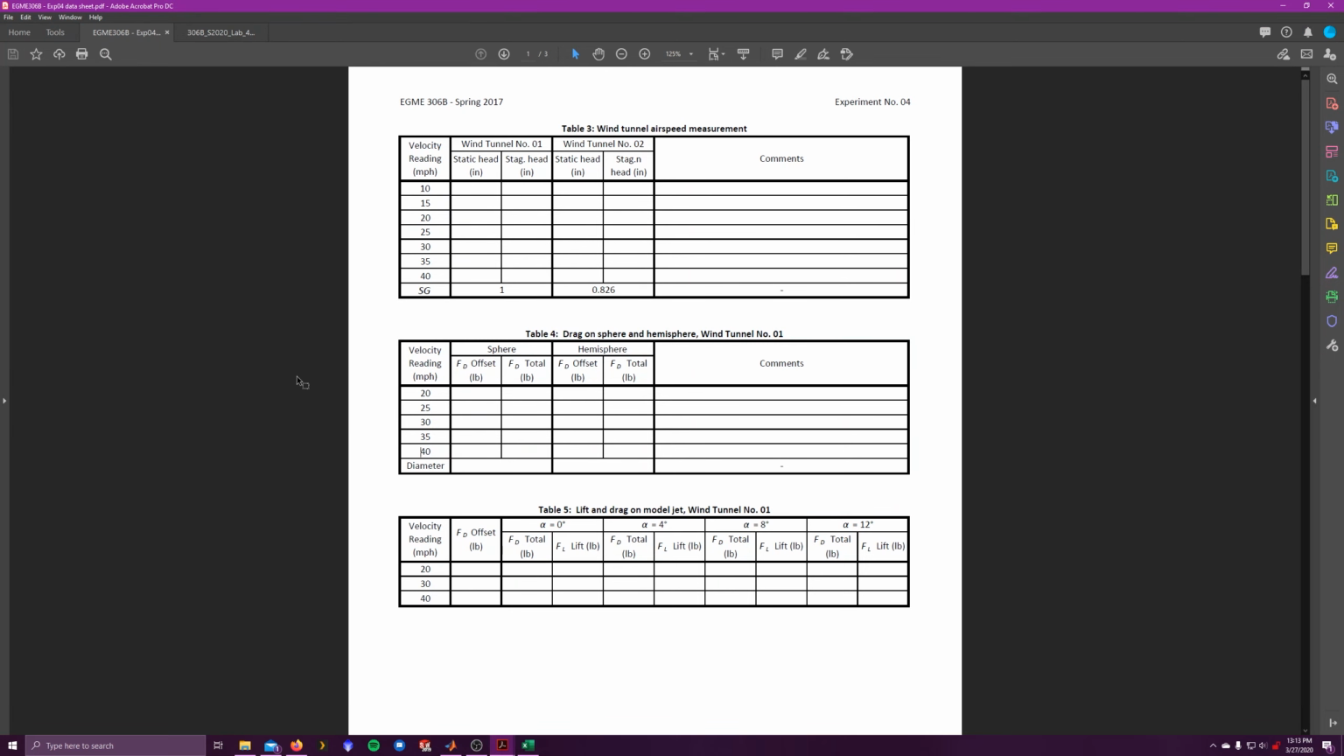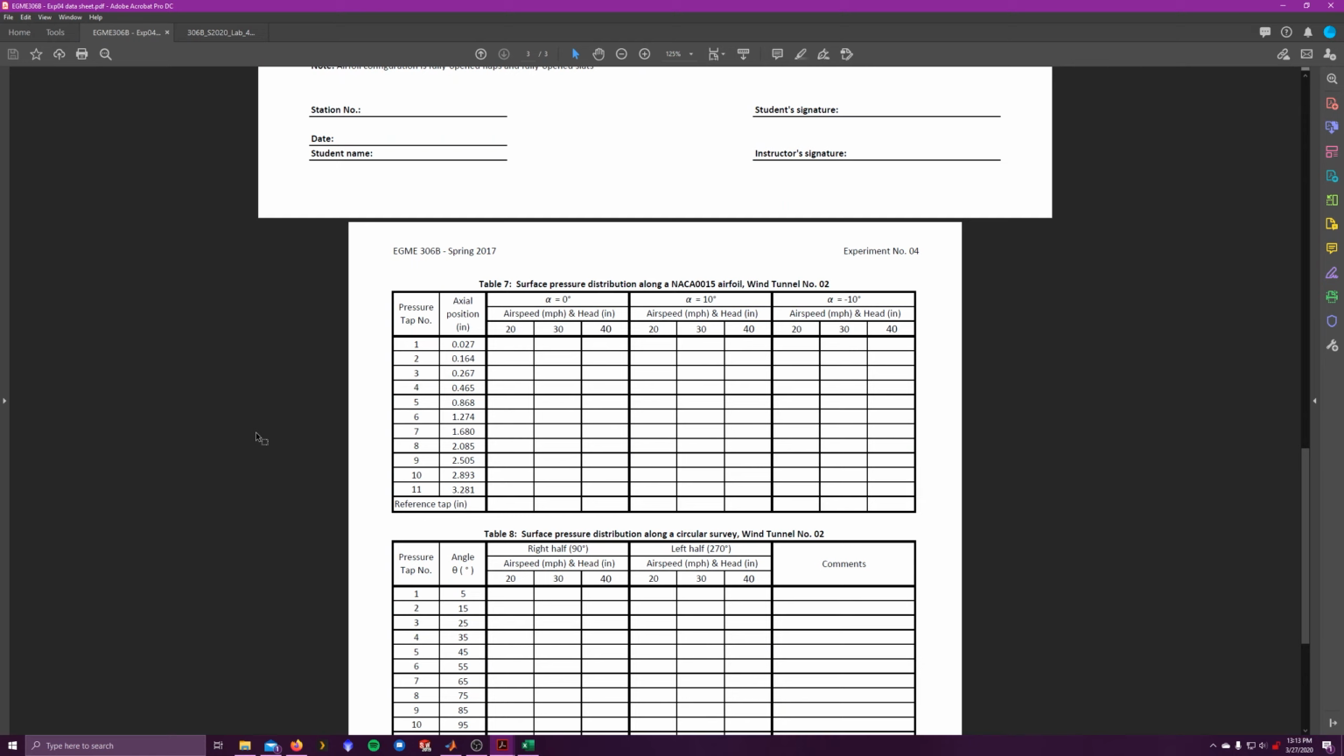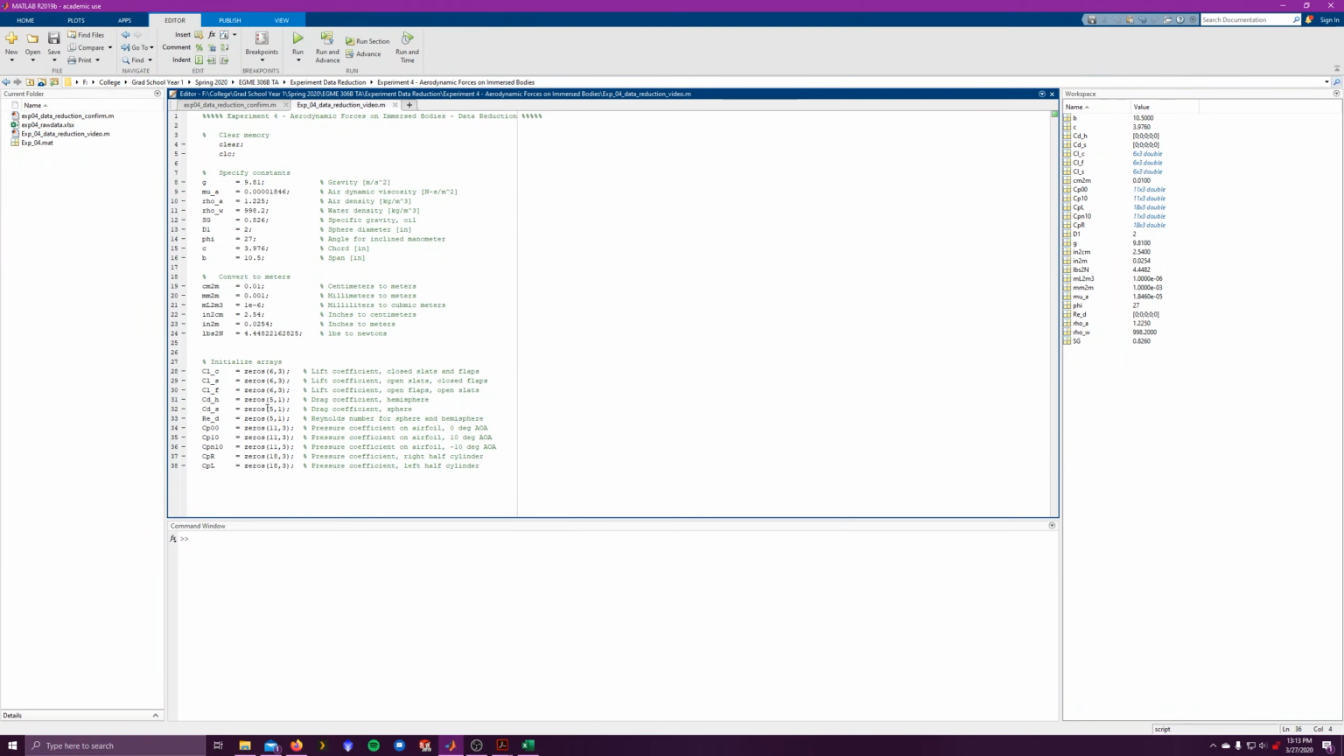Let's go to our data sheet here. Okay, so here we are. We have 11 taps here, and we have 3 different airspeeds. And then again, remember we had the 3 different angles of attack, but what I've done in MATLAB is I have all of those kind of separated, kind of like we did with the different flap and slat configurations for the airfoil.